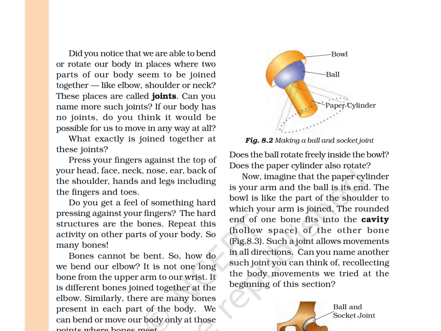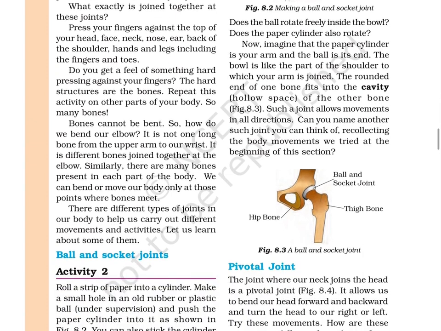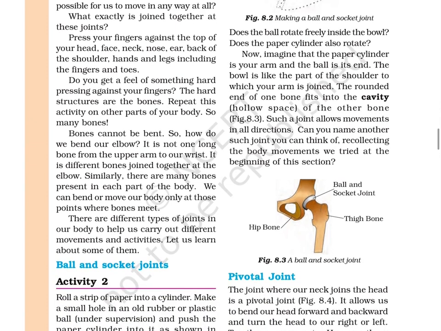Now imagine that the paper cylinder is your arm and the ball is its end. The bowl is like the part of the shoulder to which your arm is joined. The rounded end of one bone fits into the cavity, the hollow space of the other bone, figure 8.3. Such a joint allows movements in all directions.